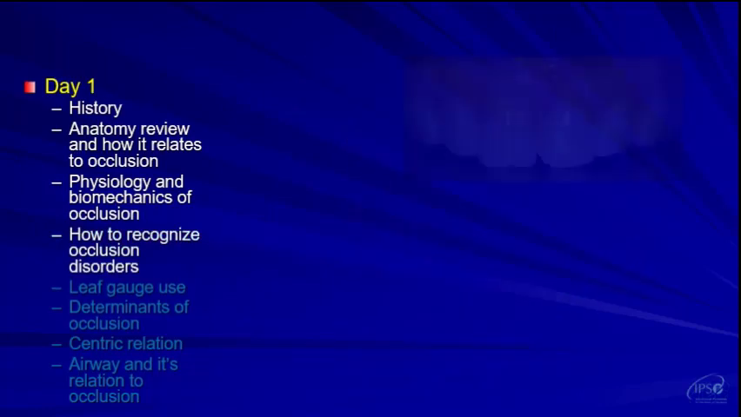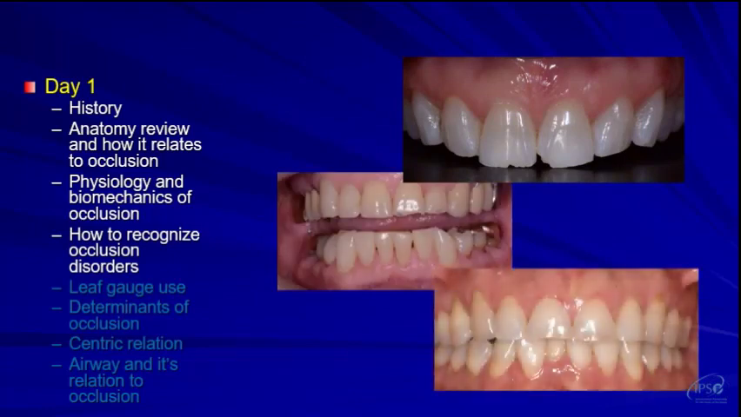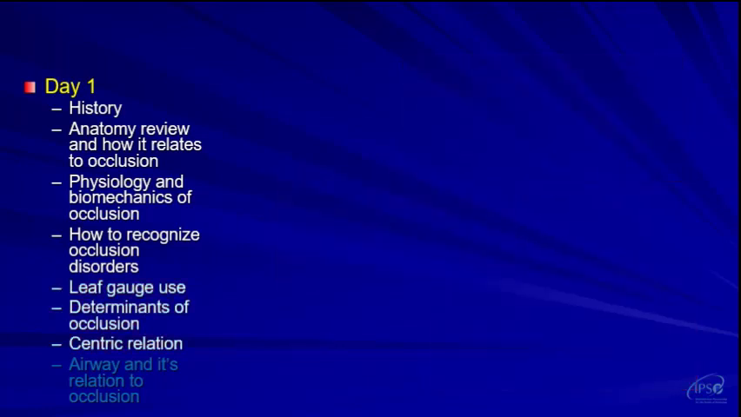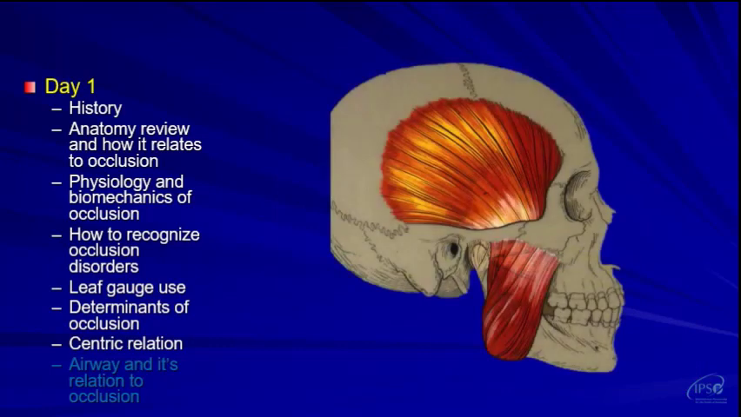Of course, to treat an occlusion, you need to know how to recognize the signs of occlusal disorders, and only then can you begin your diagnosis and treatment planning. Centric relation is the cornerstone, and it's impossible to have a stable interference-free occlusion without a stable joint. We'll spend considerable time over all 3 days discussing centric relation, how to find it, how to record it, and how to use it in your diagnosis.